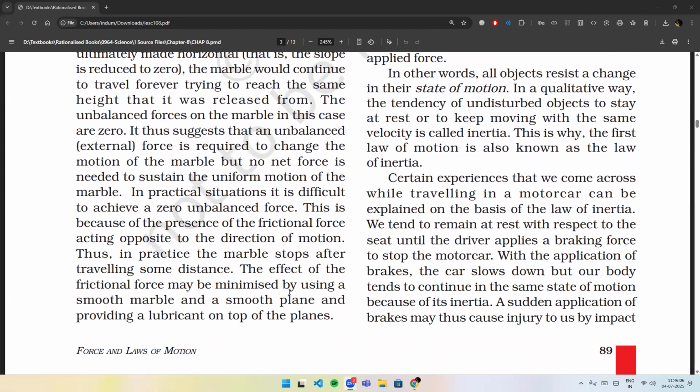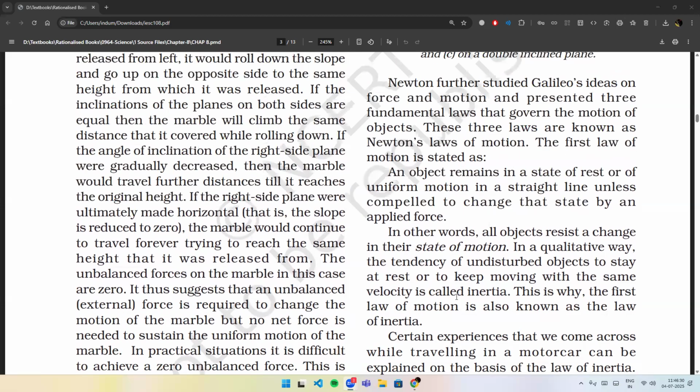In practical situations, it is difficult to achieve a zero unbalanced force. This is because of the presence of the frictional force acting opposite to the direction of motion. Thus, in practice, the marble stops after traveling some distance. The effect of the frictional force may be minimized by using a smooth marble and a smooth plane and providing a lubricant on top of the planes.